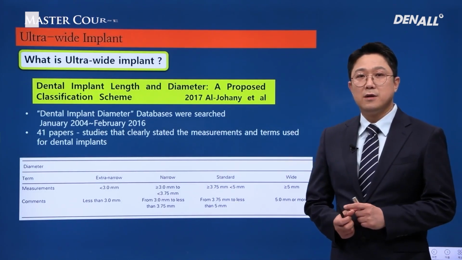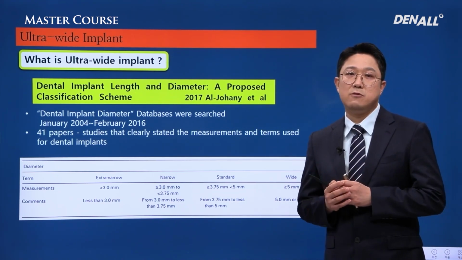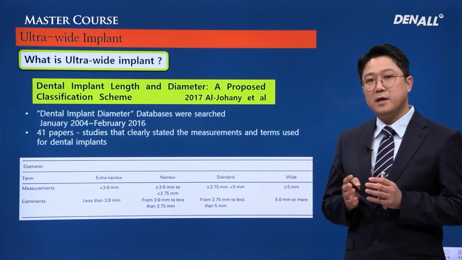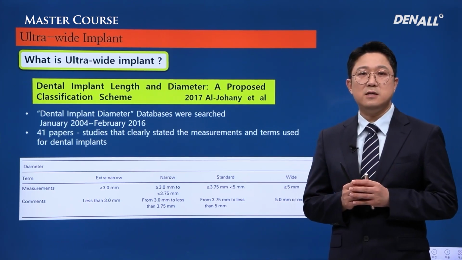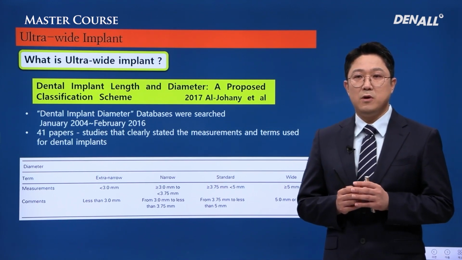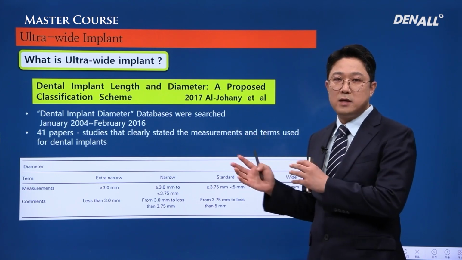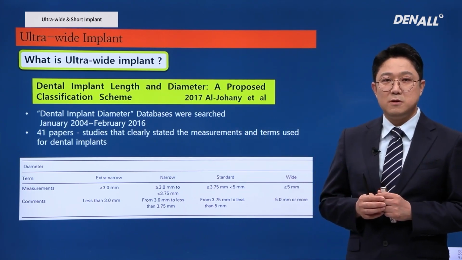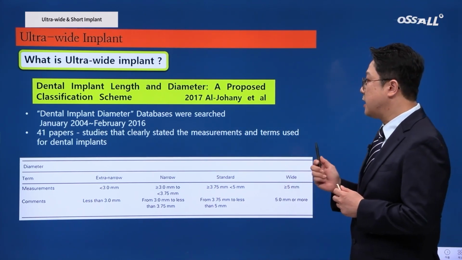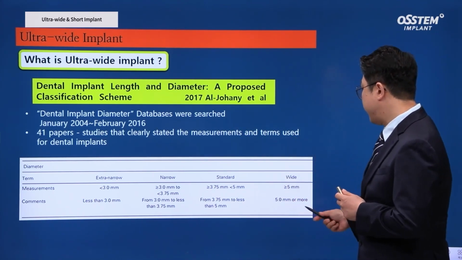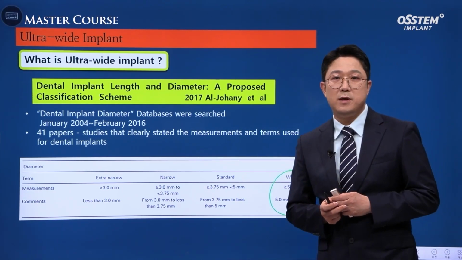What diameter implant is a wide implant and an ultra-wide implant? There's no specific standard for that. There's no specific diameter that is defined. Nothing is really standardized in terms of what is defined as narrow, standard, and wide implants. In general, wide implants refer to implants with over 5.0 millimeter diameter.